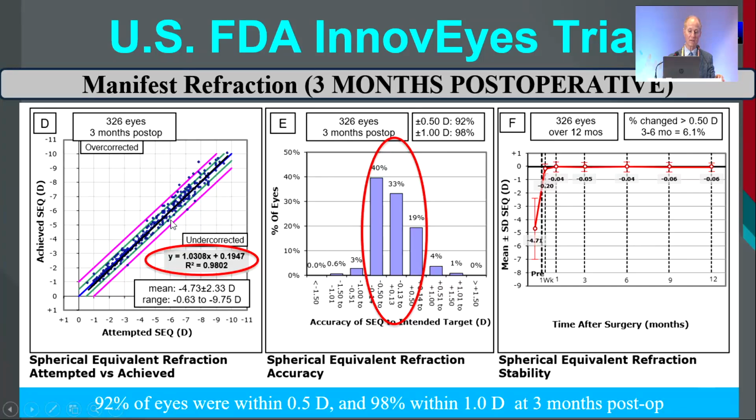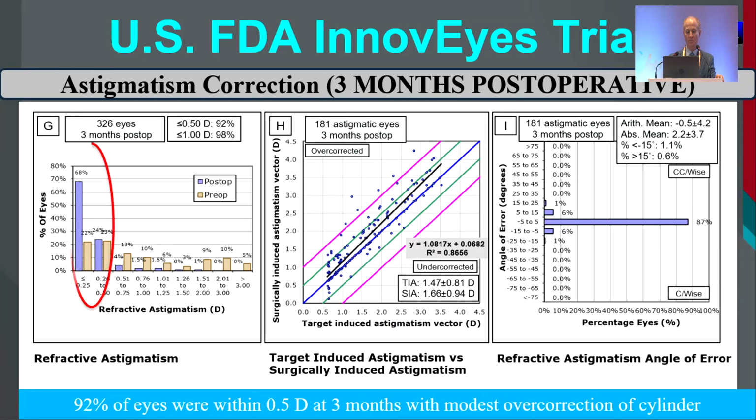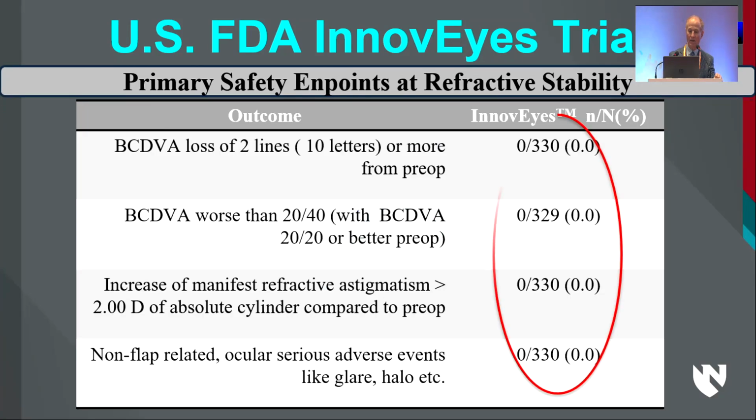Overall, if you look at the scatter plot, there is about 3% overcorrection seen, and this could be due to accommodation, which you have to watch for during the treatment. Looking at astigmatism correction, overall 92% were within a half diopter at the 3 months, and there was a modest overcorrection of cylinder here at about 8%, 1.08, so an 8% increase in cylinder, and some of that has to do with accommodation also factoring in. There were no safety endpoint concerns and good stability.